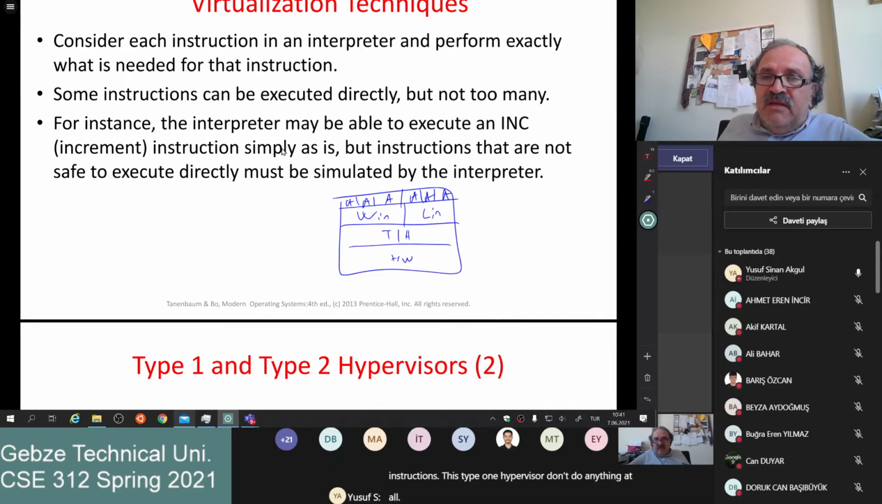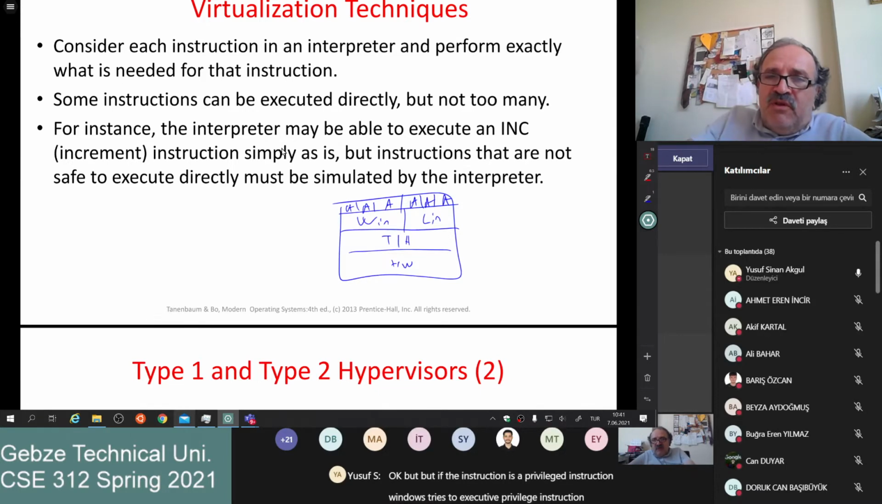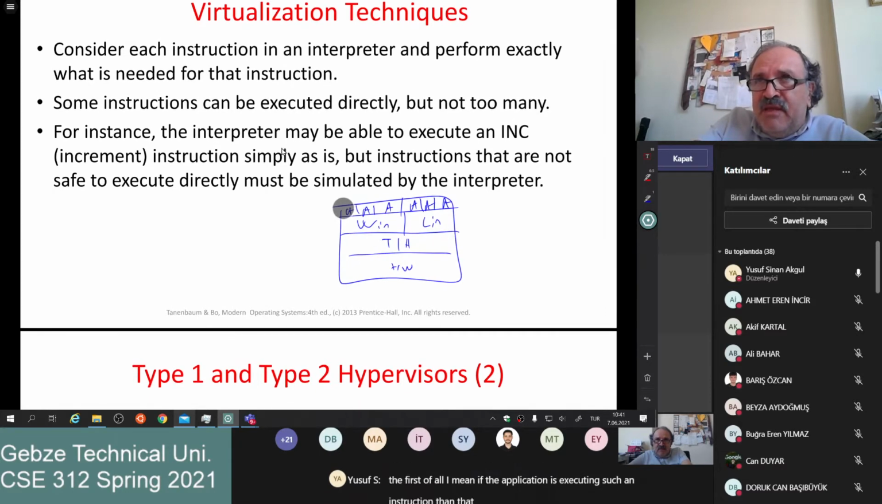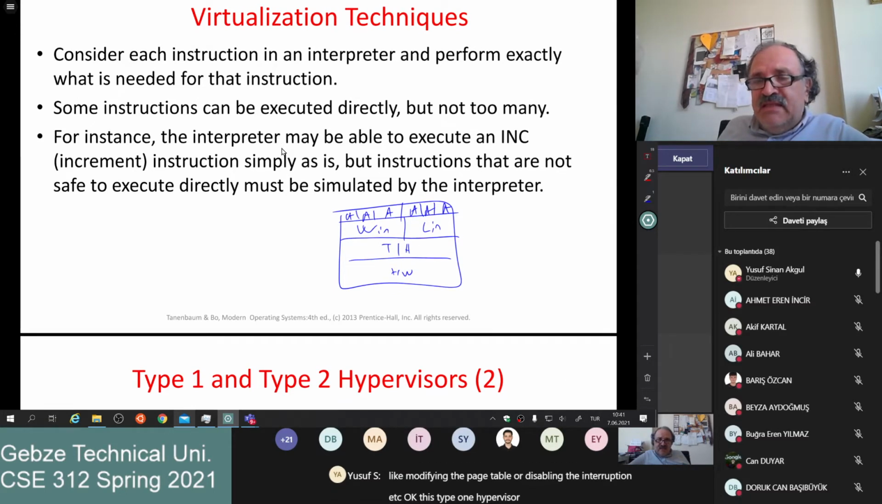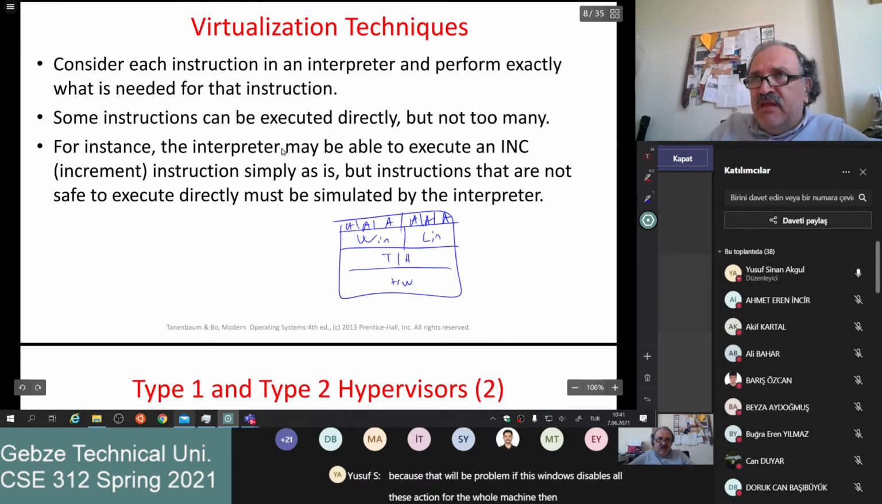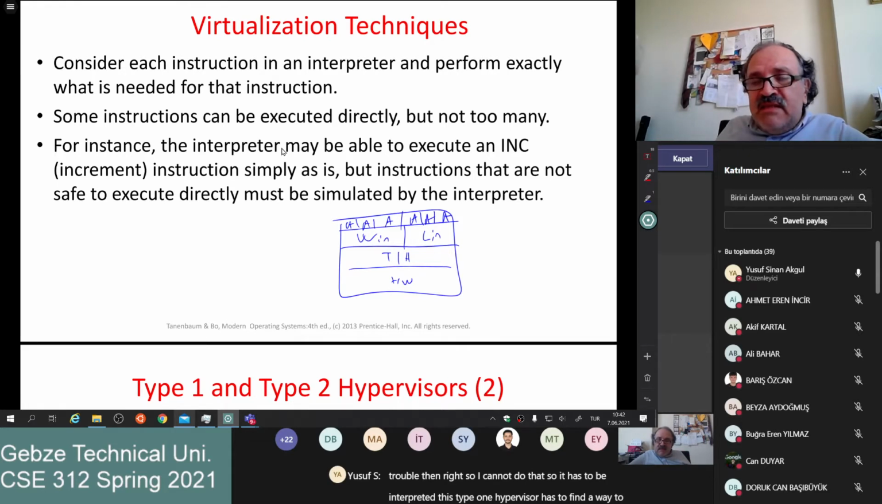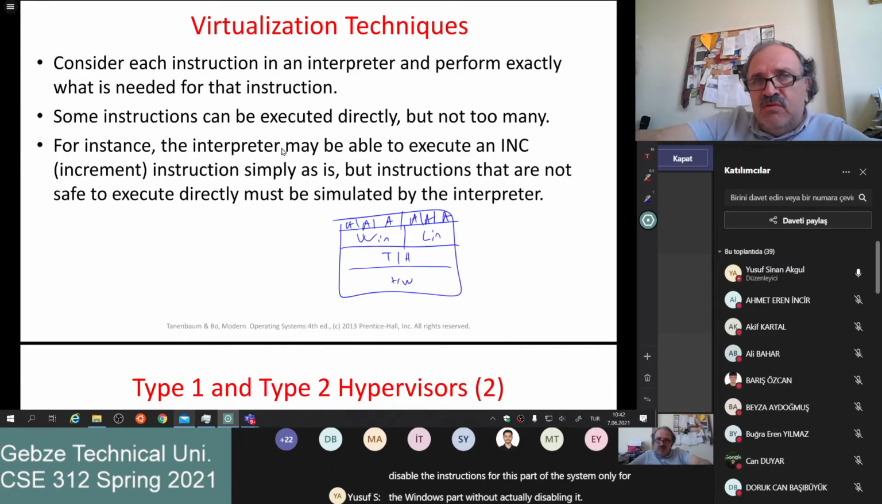But if the instruction is a privileged instruction, say Windows tries to execute one: first of all, if an application is executing such an instruction, that's a bad thing, and that application has to be stopped. But if Windows is executing a privileged instruction, like modifying the page table or disabling the interrupts, this type 1 hypervisor cannot let it run on the bare hardware, because that will be a problem. If Windows disables all the interrupts for the whole machine, then Linux will be in trouble, right? So I cannot do that. It has to be interpreted. This type 1 hypervisor has to find a way to disable the interrupts for the Windows part only, without actually disabling them for the whole computer. So this is basically what CPU virtualization is all about.